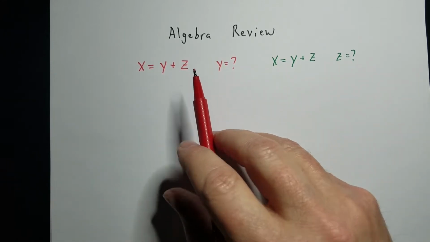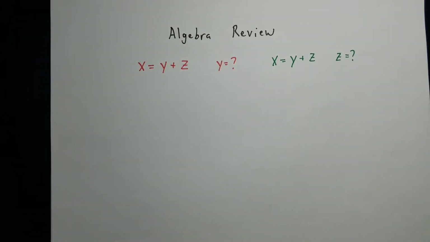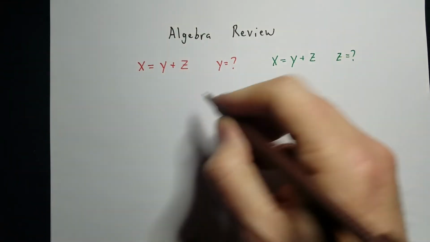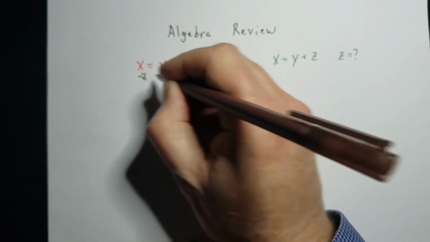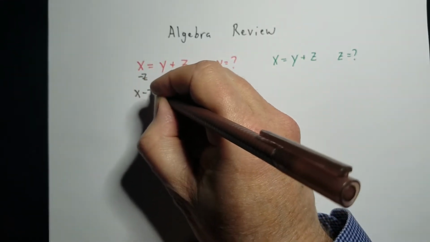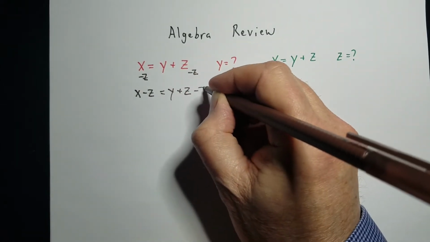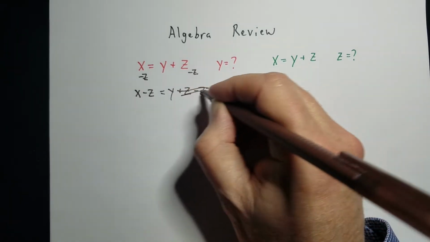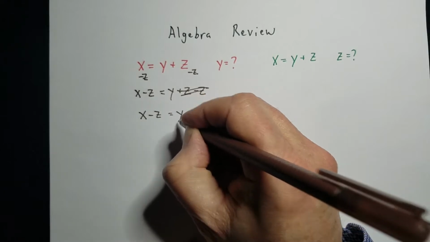So let's take a look at this and do it the official way first. In this case, we've got x equals y plus z. And so if I want to solve for y, that means I need to get rid of z. So that means I want to subtract z from both sides. Okay? And so let me write it nice. And z minus z cancel each other out, and we just get x minus z equals y.